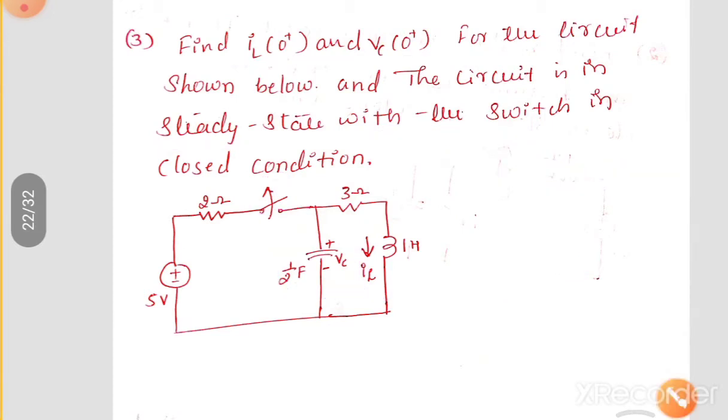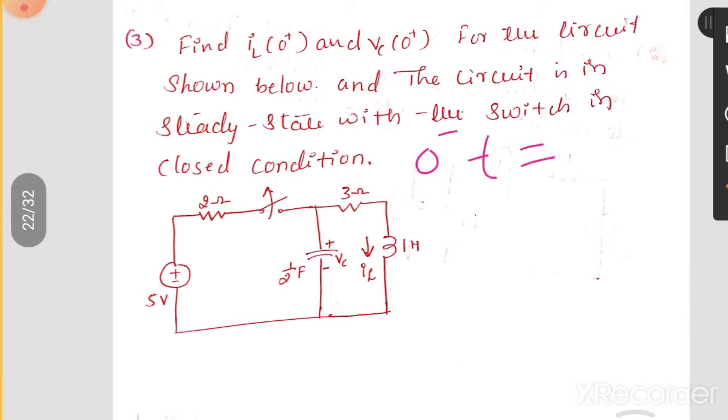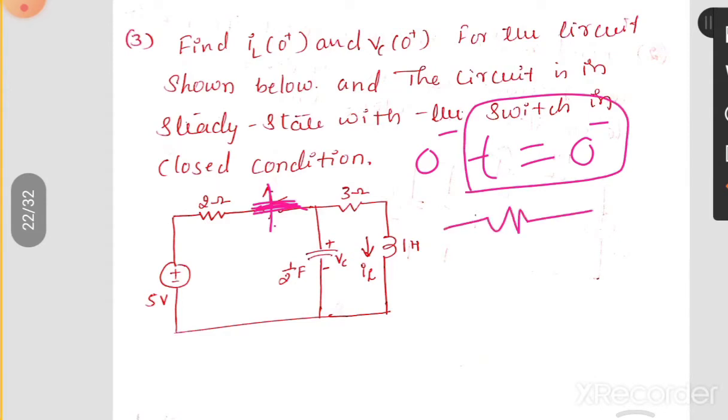Now what we have to do? First, this is t equal to 0 minus, means just before the switching action. What was it just before the switching action? It was closed. You are going to open, but it was closed. So when the circuit was closed, that is at t equal to 0 minus, with the switch closed and a resistance and inductor there, it has been for a long time, so we have to apply the final value of the inductor.